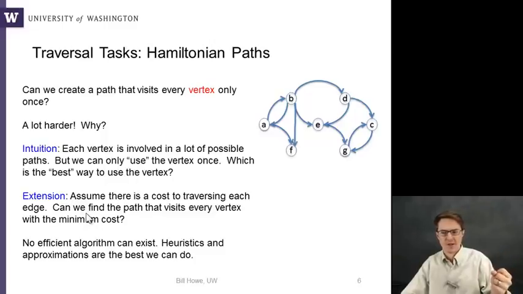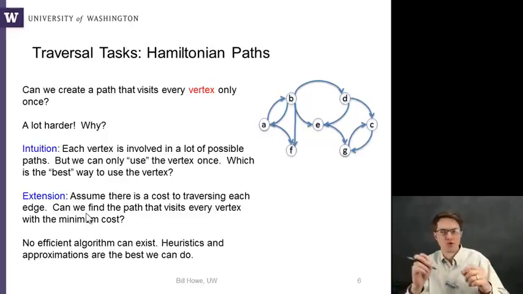Okay. A related problem is, assume there's a cost to traversing each edge. Right? There's a distance you have to travel, for example. Can we find a path that visits every vertex only once, but also has the minimum cost out of all of these? And there's no efficient algorithm that can exist for these problems, and so heuristics and approximations are the best we can do. And this extension here is the traveling salesman problem. Okay, so these might be some of the tasks you might want to do.